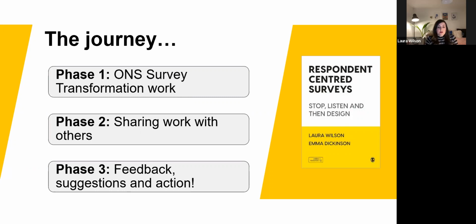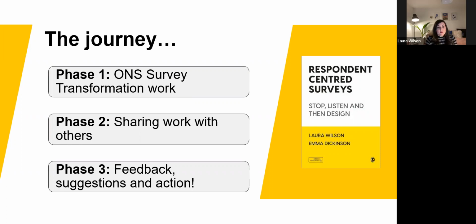So we learned from our earlier investigations into developing online surveys that in order to maximise response and then gather quality data, we needed to refocus away from the data user needs and move to prioritise our respondents by putting them at the heart of the design process.